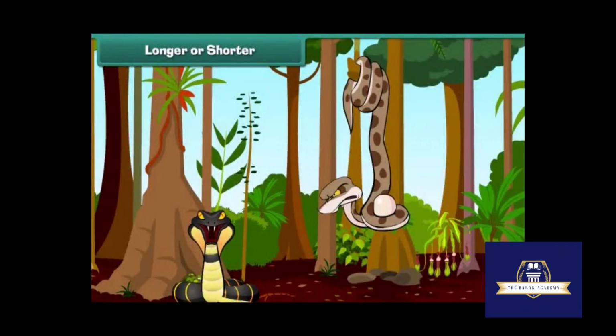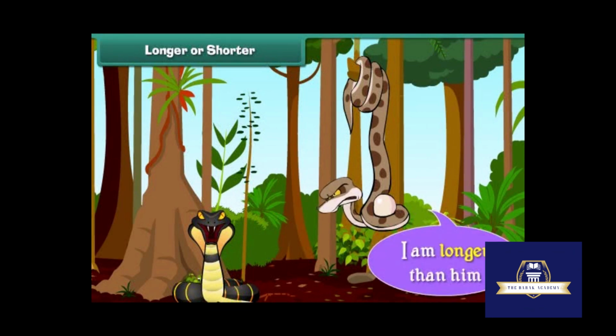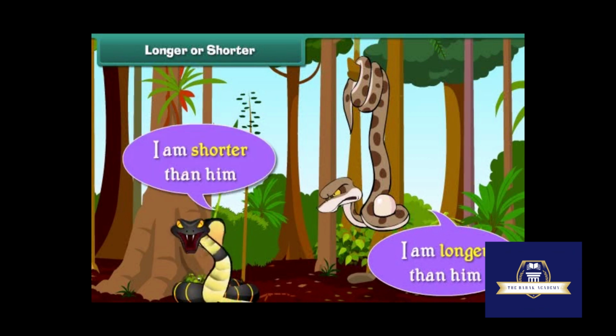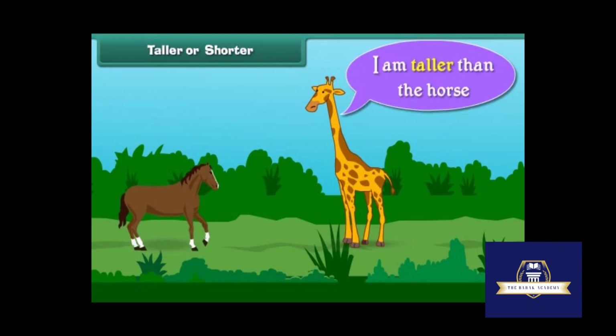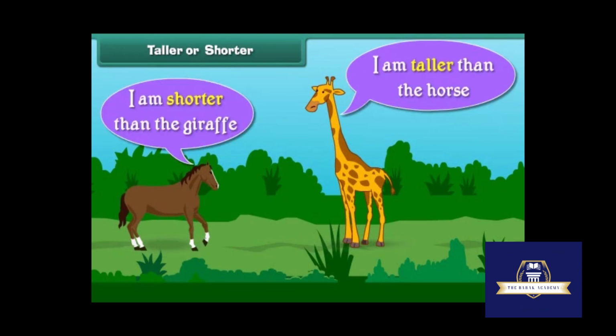When the two objects are not of the same size, we compare them. I am longer than he is. I am shorter than him. I am taller than the horse. I am shorter than the giraffe.